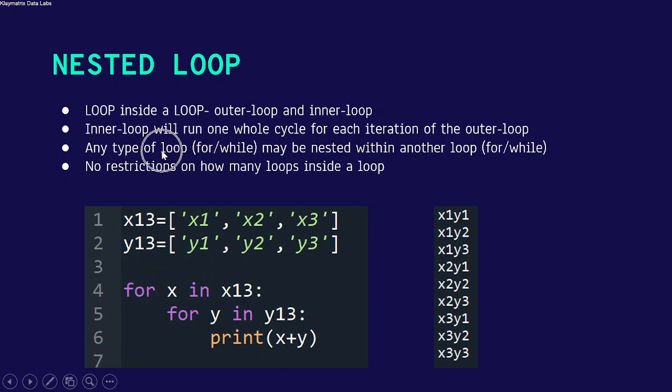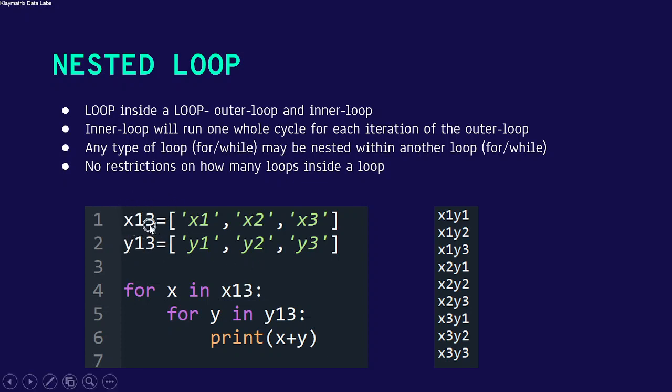You can use any type of loop for a nested loop. It could be a for or a while, and it could be a combination also. Maybe the outer one is for and the inner one is while, and vice versa. And like I said, there are no restrictions on how many loops you can have inside a loop. You can have one loop inside another loop, then more loops inside the inner loop, and so on and so forth.